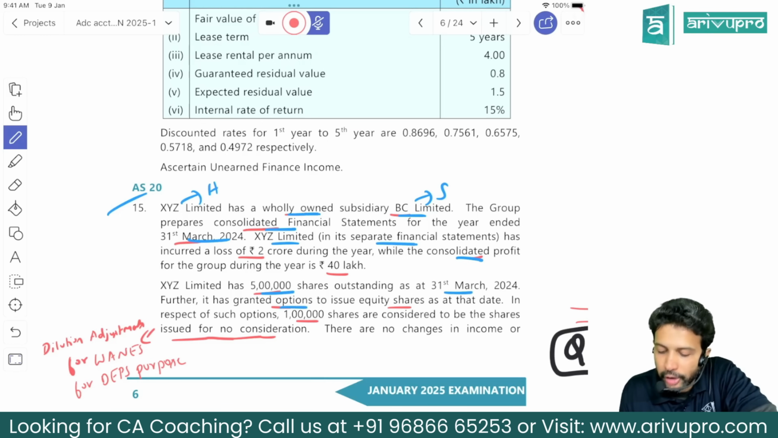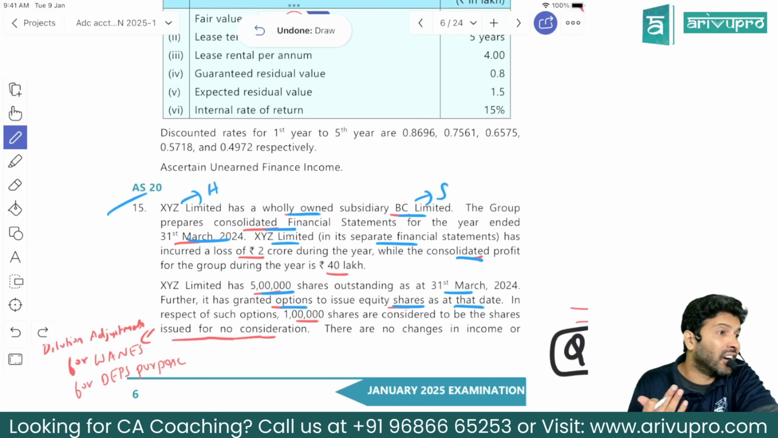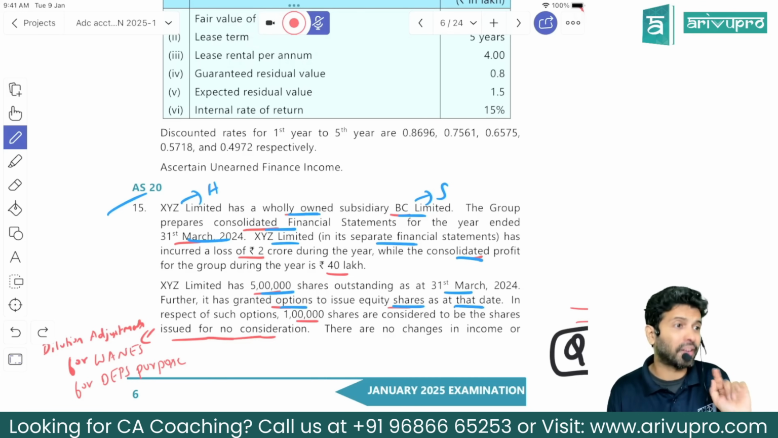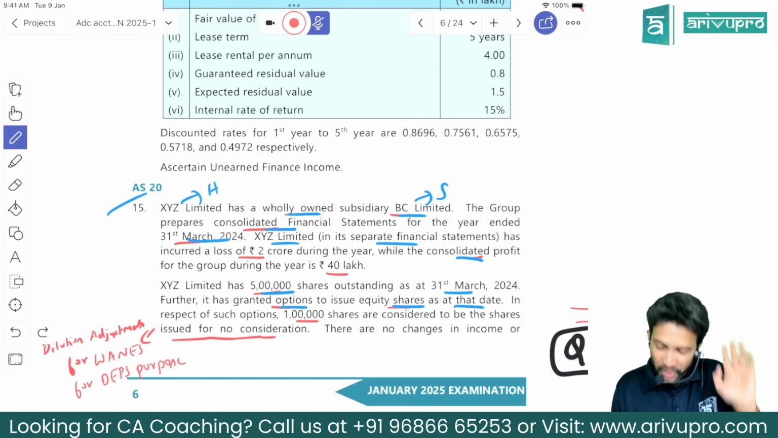XYZ has 5 lakh shares outstanding as on 31st March 2024. Further, it has granted options to issue equity shares as at that date. It has granted options. What is this hinting towards? We have done such a question in AS 20. Okay, no problem, I'll read.